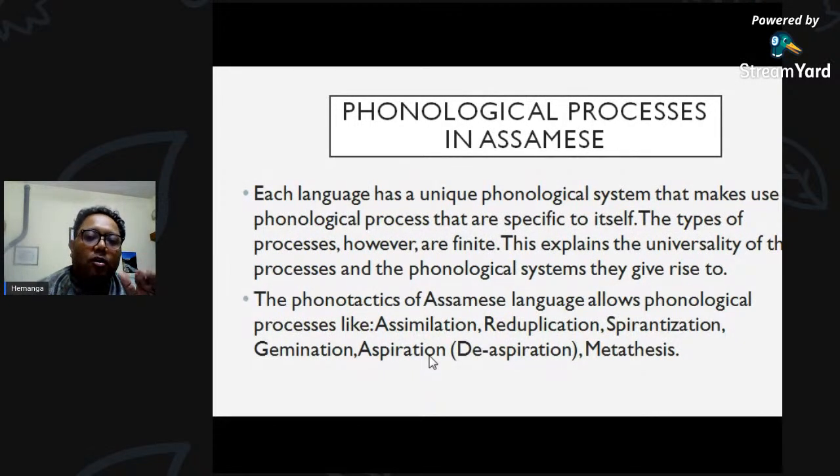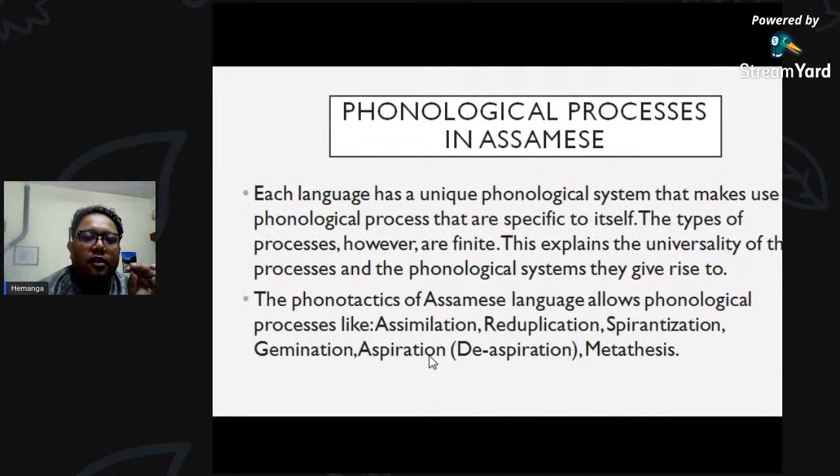Reduplication means doubling of a segment. Spirantization means when the plosives turn into fricatives. This is called spirantization. Then gemination means doubling of the consonant sound. Aspiration means that extra phonetic effort. So you can say pa becomes pha.